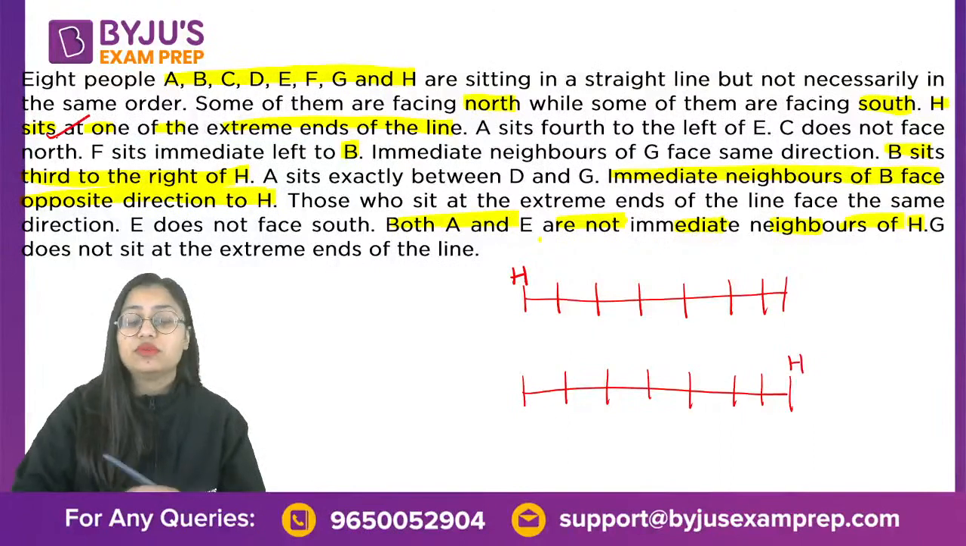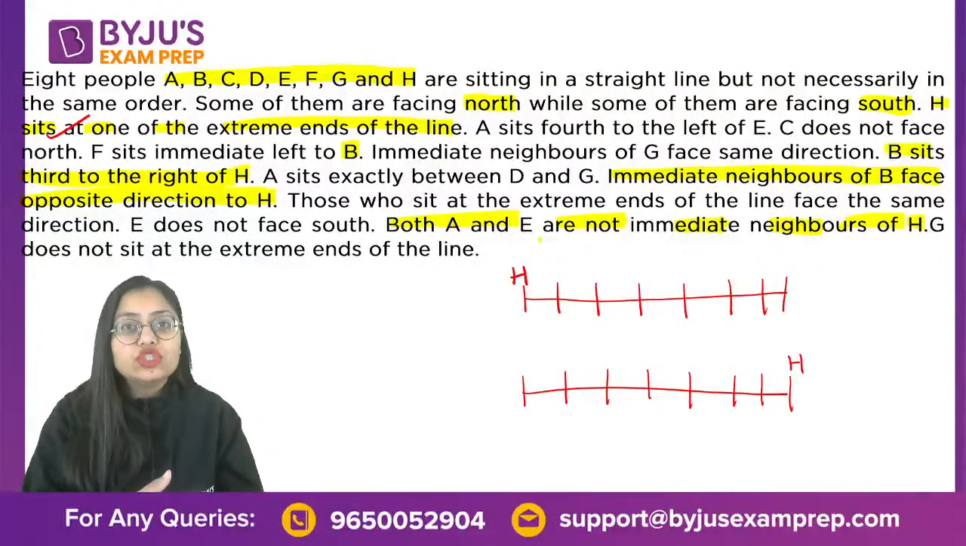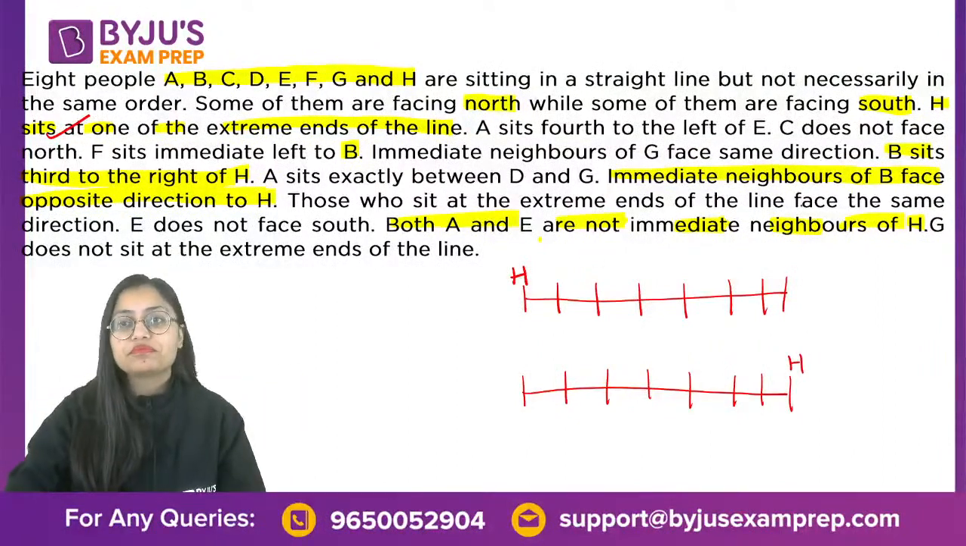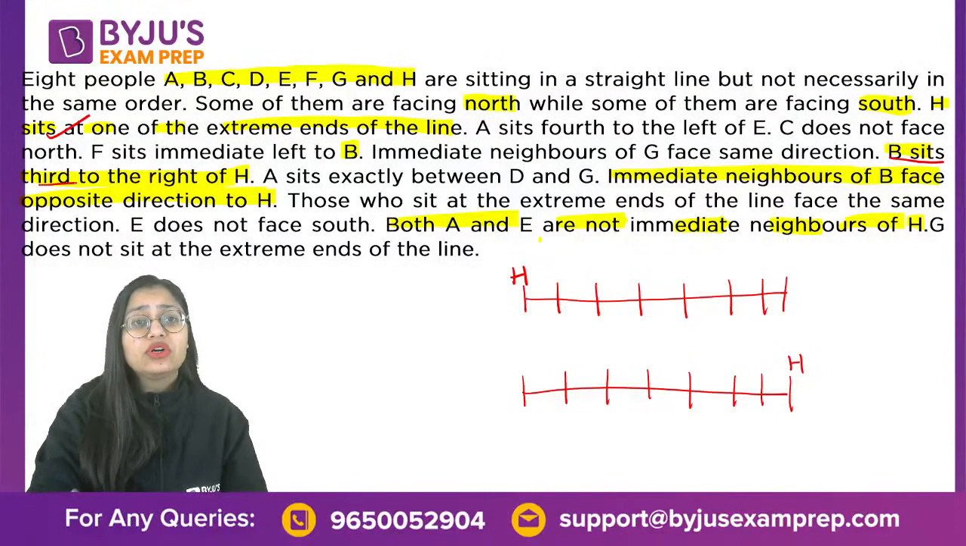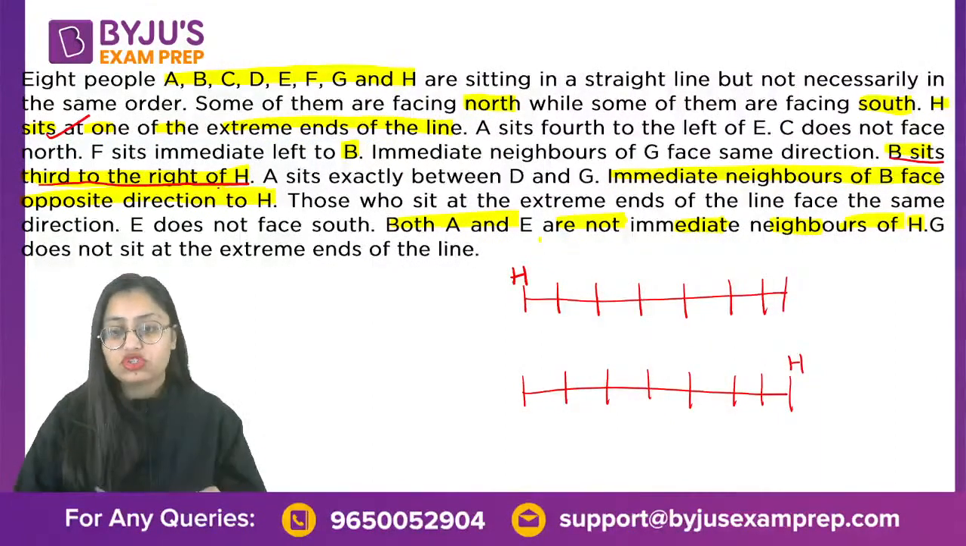So I have used the first statement. But I am yet to know where H is facing, so I have no idea. The next information that I have is that B sits third to the right of H. This is a good piece of information to decide where H is facing.